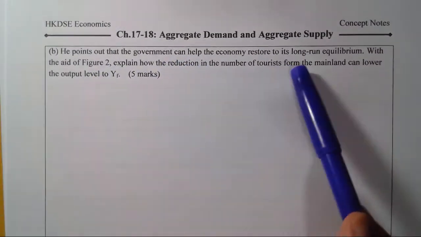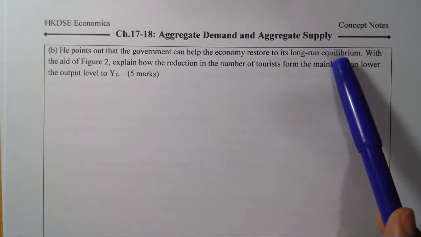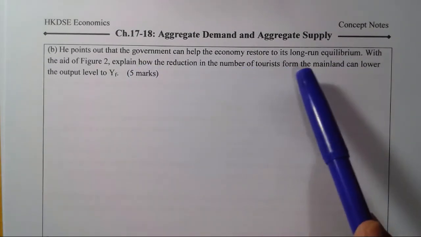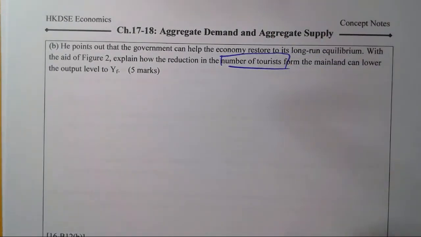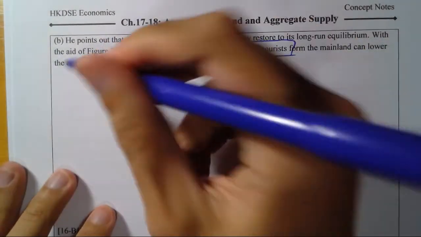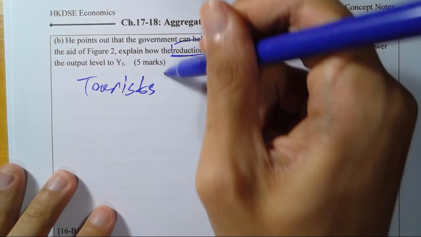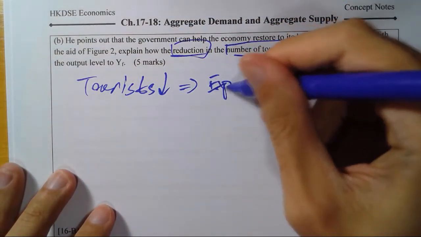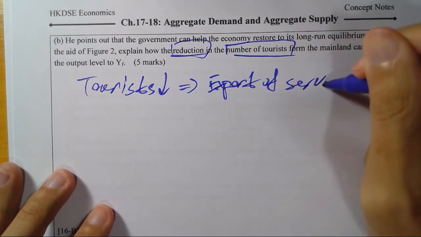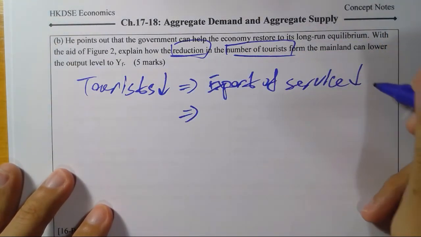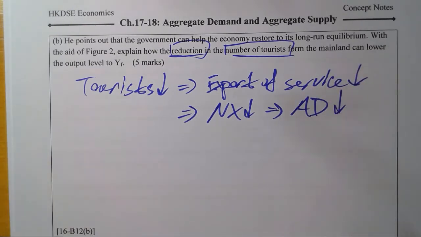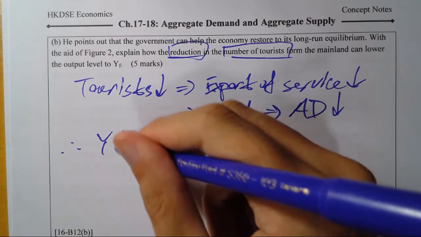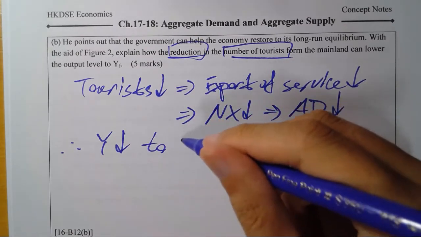the point that can restore to long run equilibrium. Now, how can a reduction in the number of tourists from the mainland lower output? Reduction of tourists. What does that mean? When tourists go down, it means our export of services goes down. When export of services goes down, NX goes down, meaning our AD would go down. Therefore, Y would decrease to YF, something like that.